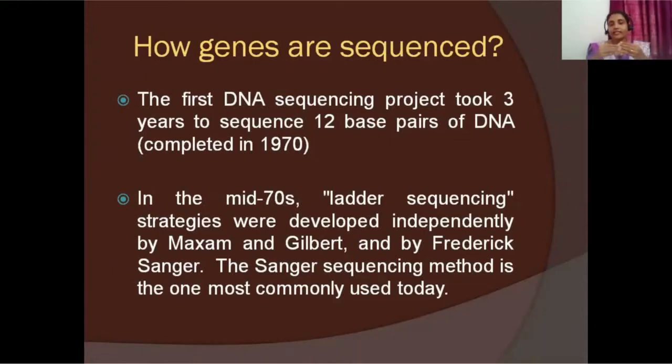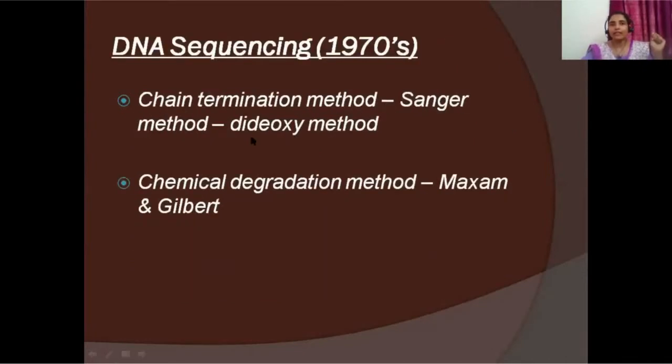In the mid 70s, rapid sequencing strategies were developed independently by Maxam and Gilbert and by Frederick Sanger. These are two groups: one is Frederick Sanger, and the other worked as a group, Maxam and Gilbert. Keep these names in your mind. Both gave two different methods of sequencing DNA. Out of that, the Sanger sequencing method, given by Frederick Sanger, is the one most commonly used today. Chain termination method by Sanger, also called the Dideoxy method, and the chemical degradation method by Maxam and Gilbert.